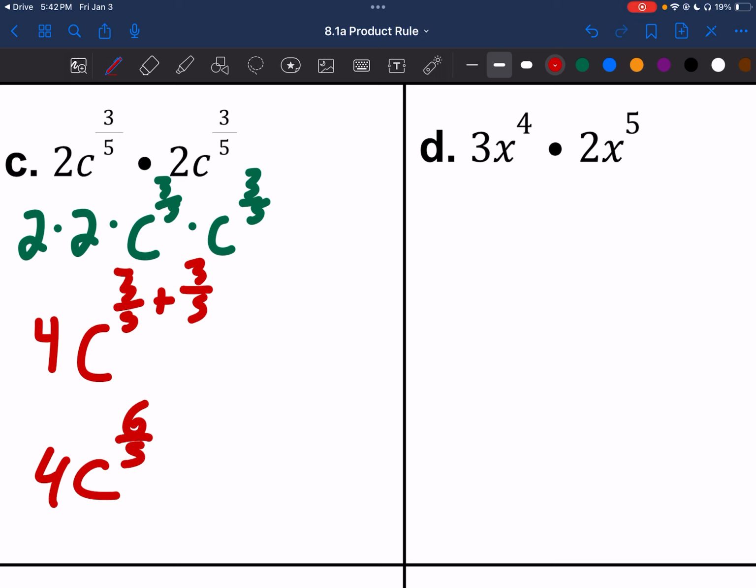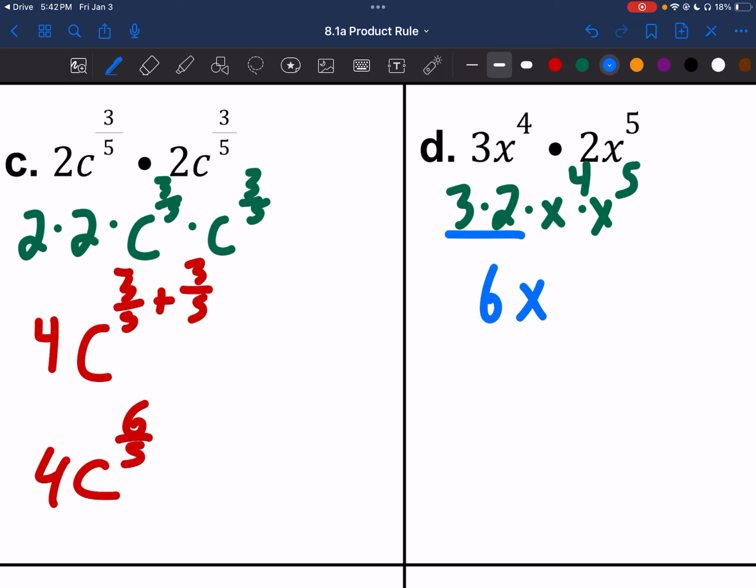All right. Letter D. Again, let's group our coefficients first. So we have 3 times 2 times x to the fourth times x to the fifth. So now that we've grouped them, we do the multiplication. 3 times 2 is 6. We have x to the fourth plus fifth. So we get 6 times x to the 9th power.